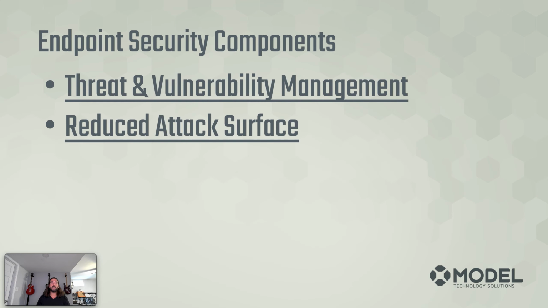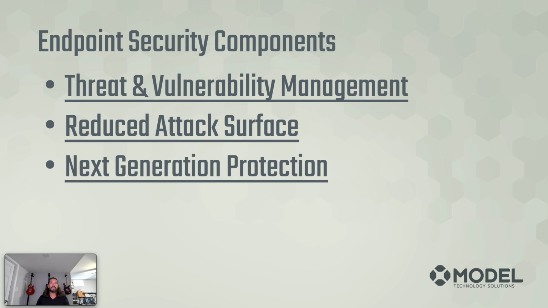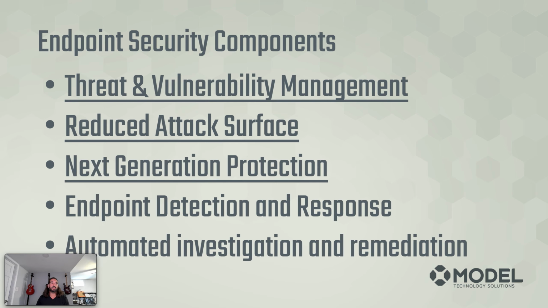So endpoint security components: threat and vulnerability management, reducing attack surfaces, next generation protection, endpoint detection and response, and then automated investigation and remediation. These are things that you've probably heard of that are kind of buzzing around in our space and have been for quite some time. In this, the underlying categories that we have there, threat and vulnerability management, reduced attack surface, and next generation protection, we're going to spend some time on today.